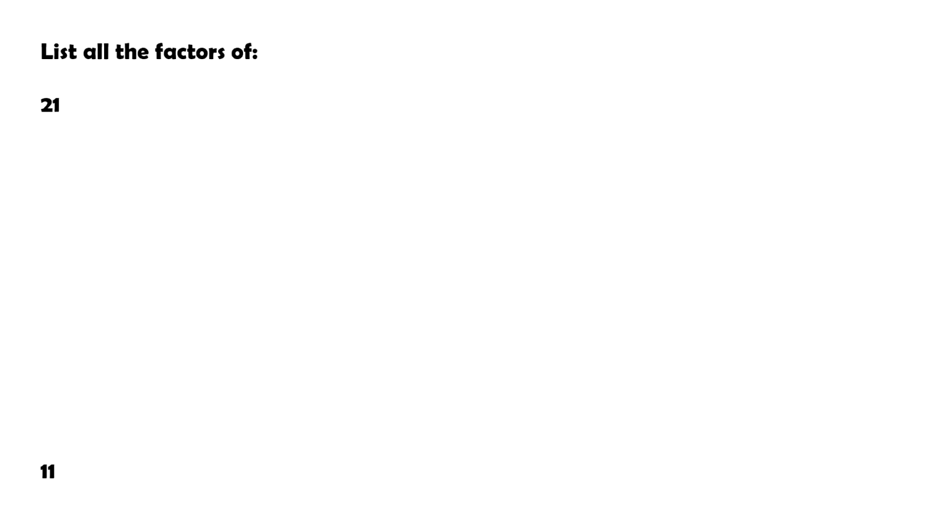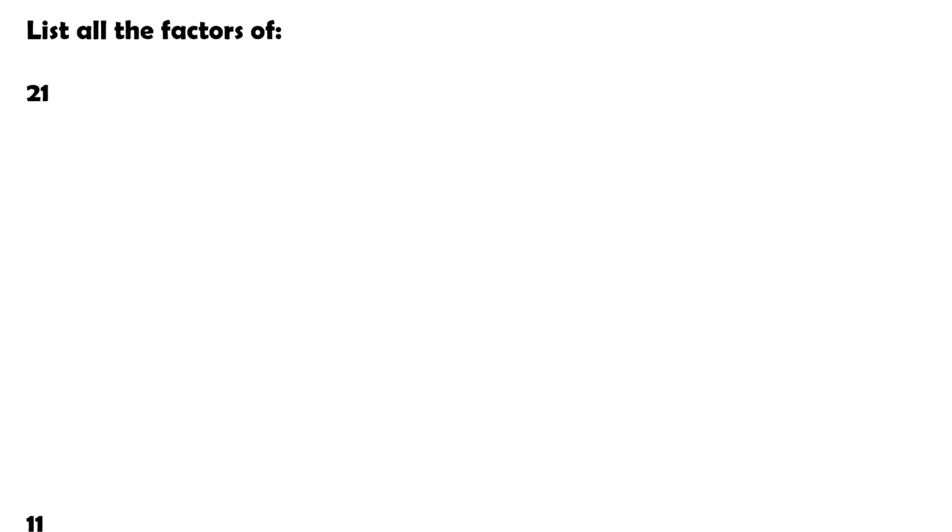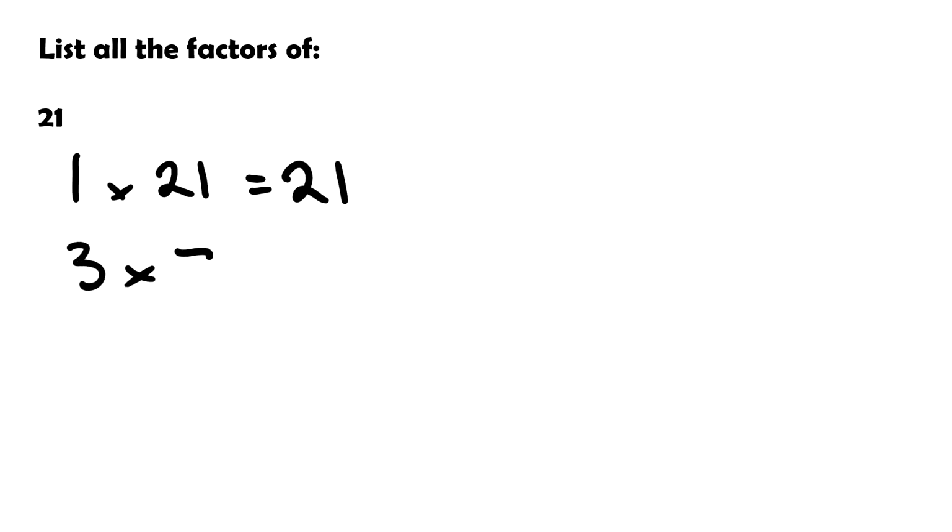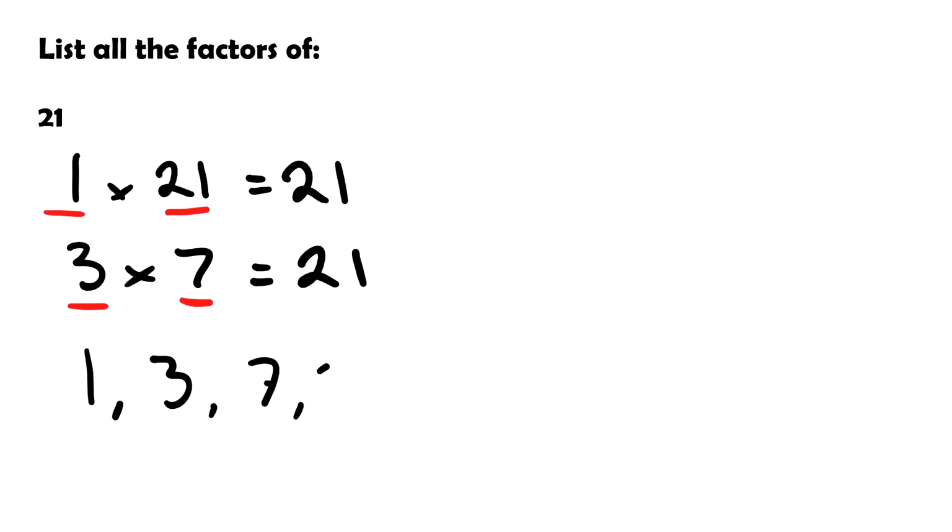Now we need to list all the factors of 21. A good place to start is: what are the numbers that multiply together to get to 21? I know 1 times 21, and I know 3 times 7 equals 21. There are no other pairings of numbers that multiply together to get me to 21. So my factors are going to be 1, 21, 3, and 7. I like to write them from smallest to largest. So 1, 3, 7, and 21. These are all the factors of 21.